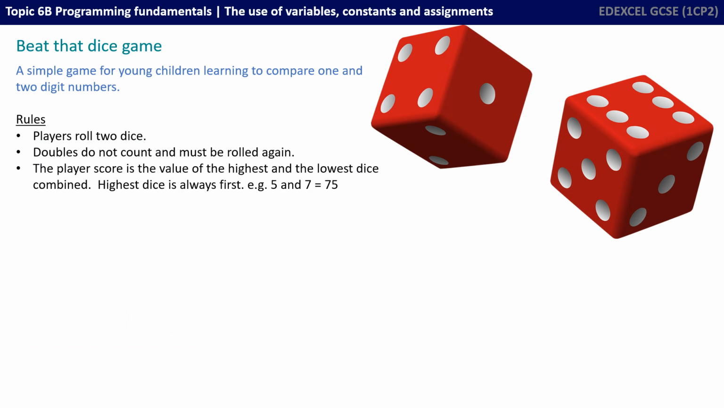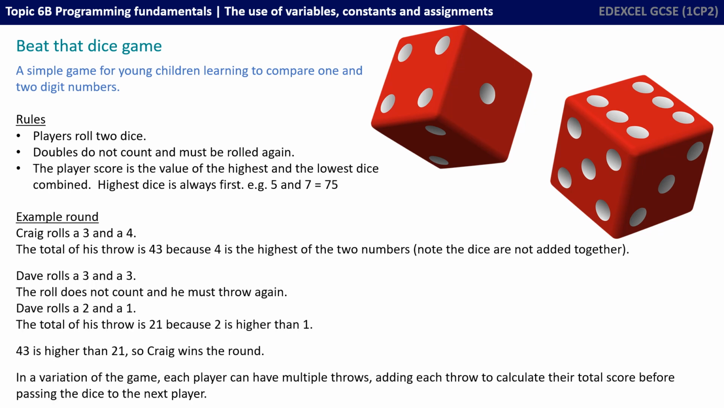So in order to go through these concepts, we're going to use a simple program written in Python, a beat that dice game. This is a simple game for young children learning to compare 1 and 2-digit numbers. The rules are simple. A player rolls 2 dice. Doubles do not count and must be rolled again. The player's score is the value of the highest and the lowest dice combined, and the highest dice is always first. So if a 5 and a 7 were rolled, the result would be 75.